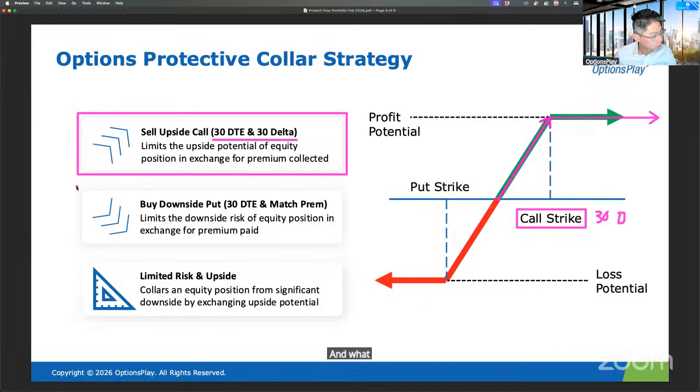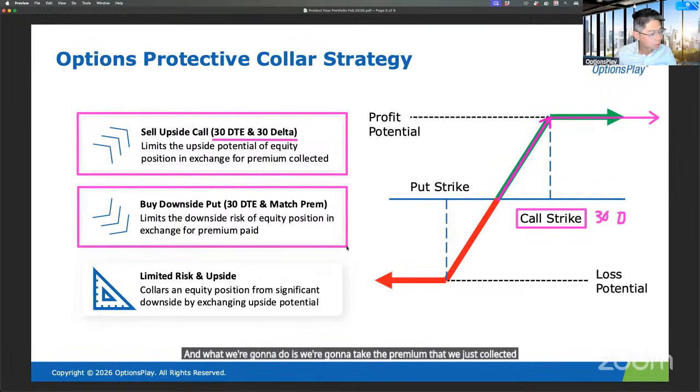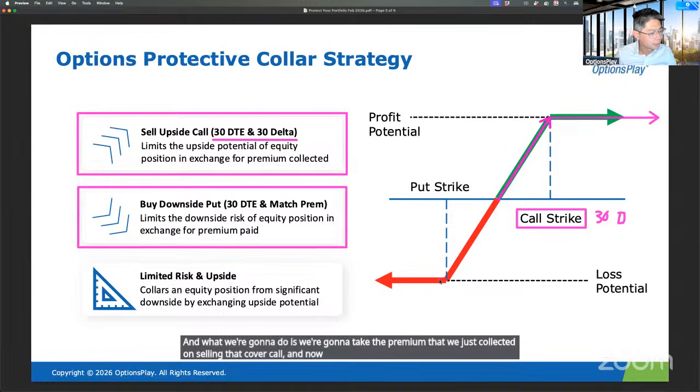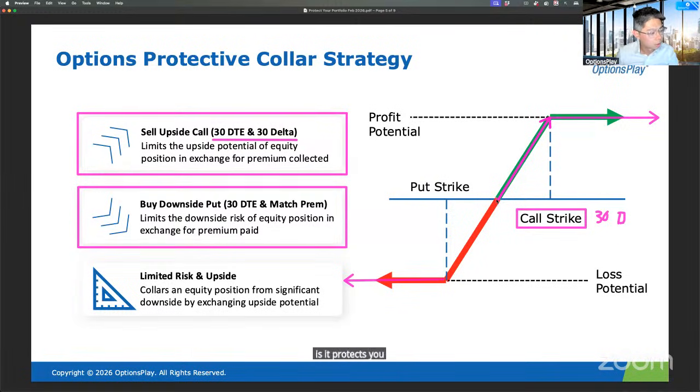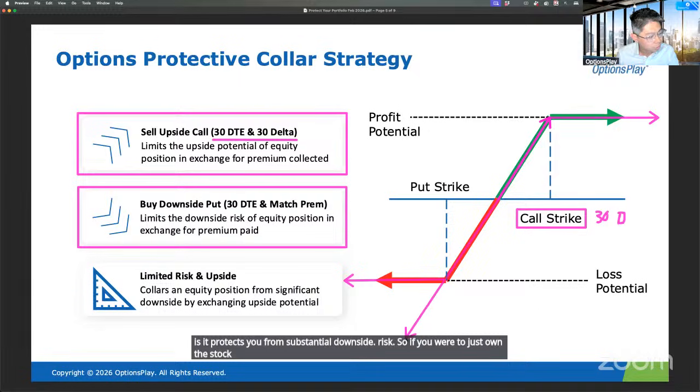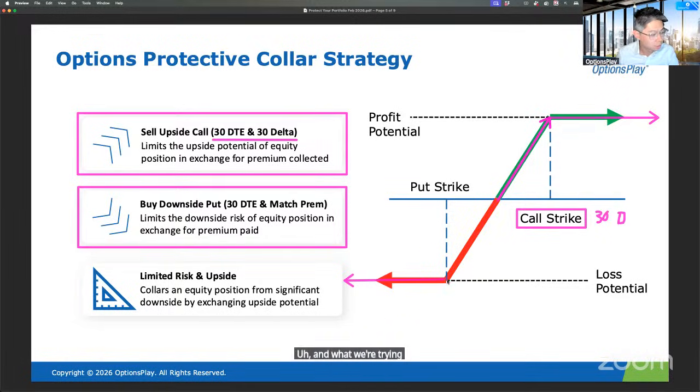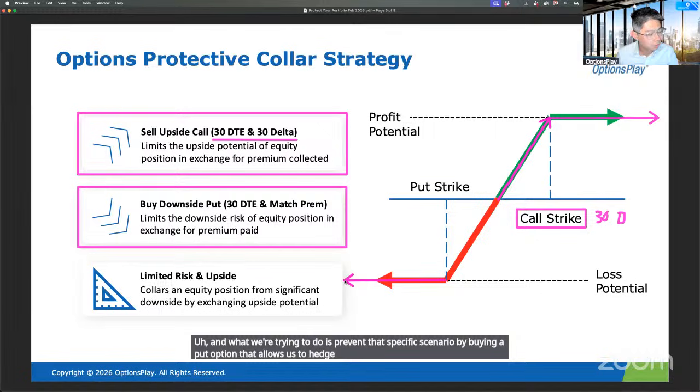And what we're going to do is take the premium that we just collected on selling that covered call, and now we're going to buy a downside put. By buying a downside put, it essentially does the opposite of what a covered call does: it protects you from substantial downside risk. If you were to just own the stock, you have substantial downside risk. If the stock keeps going down and down, you will lose more and more money until it gets to zero. And what we're trying to do is prevent that specific scenario by buying a put option that allows us to hedge our risk if the stock goes below a certain strike, the put strike.